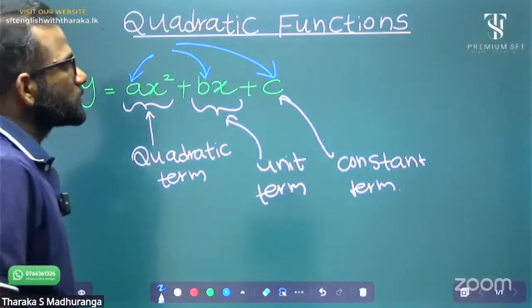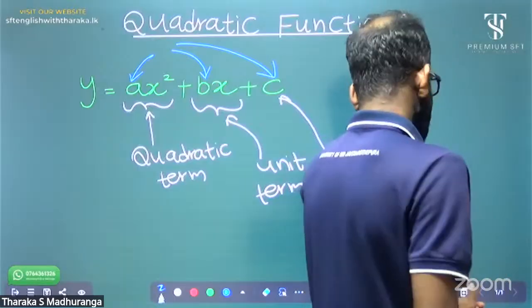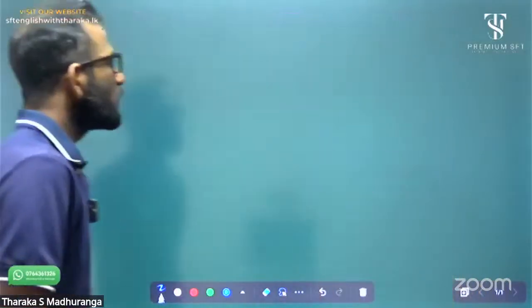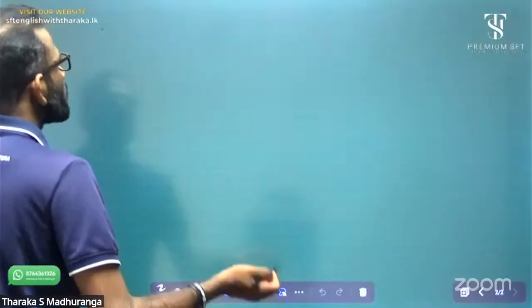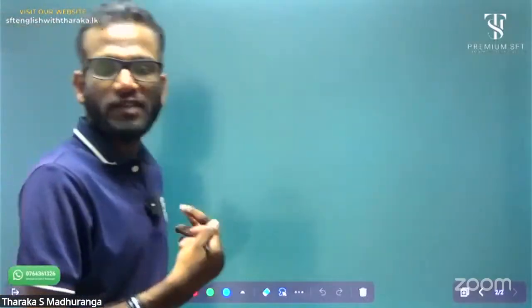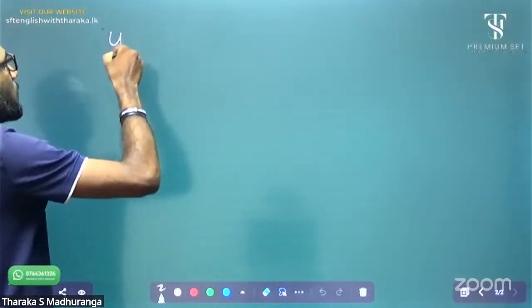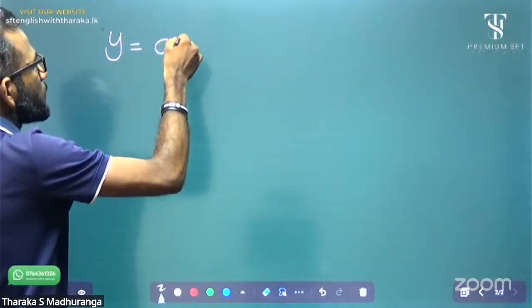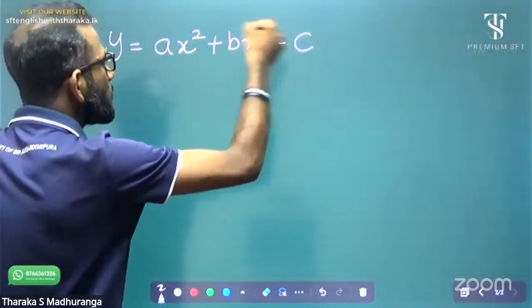Okay, now finally I explain, according to the equation, how to find whether it is a maximum quadratic function or a minimum quadratic function. How can you find this? According to the sign of the a coefficient. Remember, y equals ax squared plus bx plus c is the common equation.